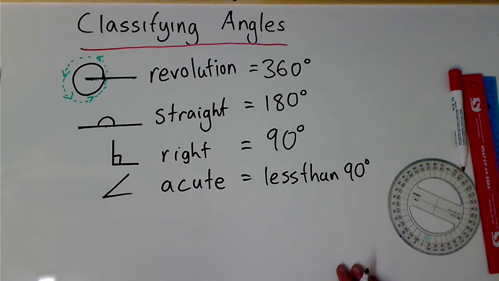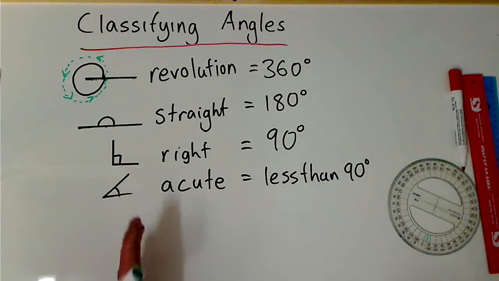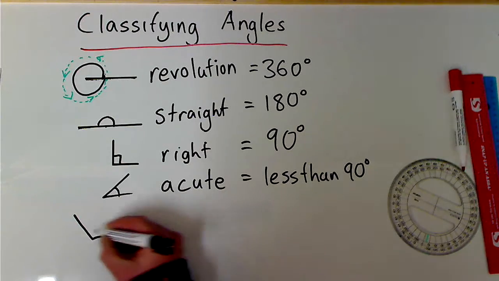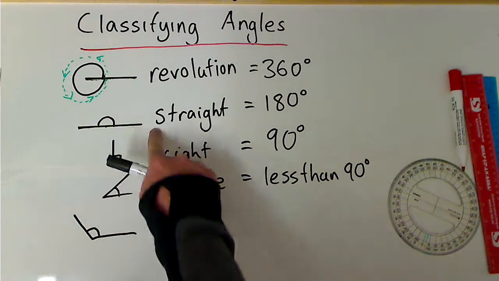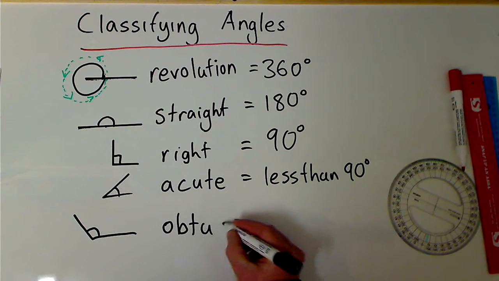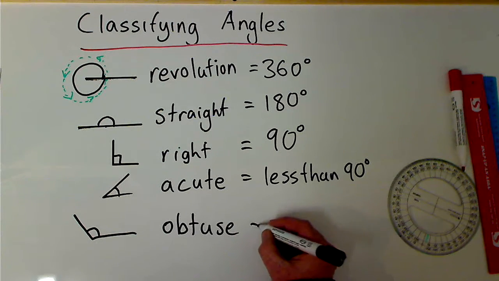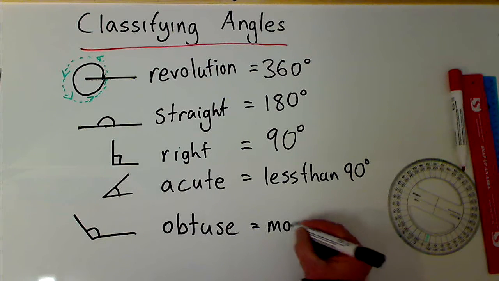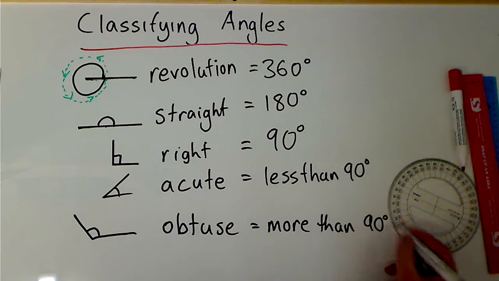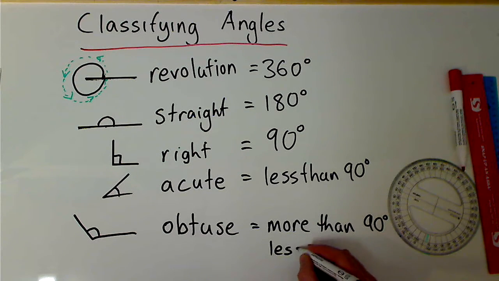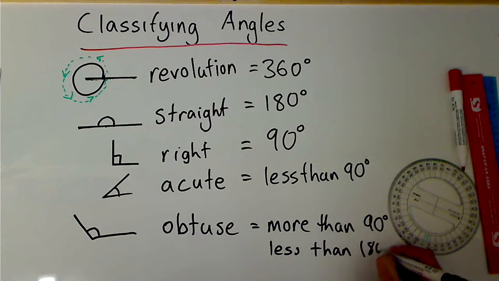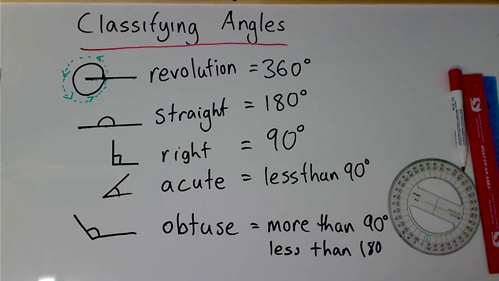What about bigger than 90 degrees? Bigger than 90 degrees, but less than the straight line, is called an obtuse angle. So that's more than 90, but it's still less than 180. If I went to 180, it'd be a straight angle. Okay, I'm pretty happy with that.